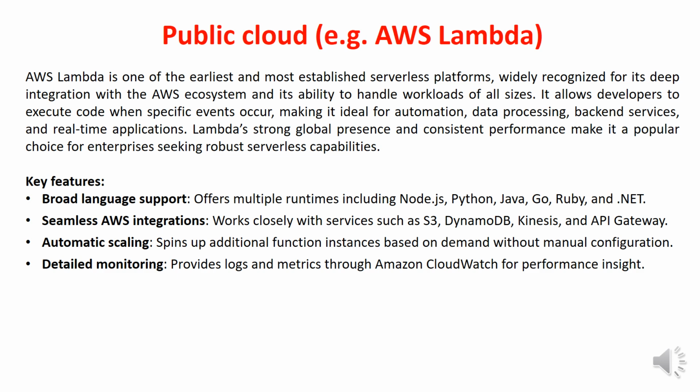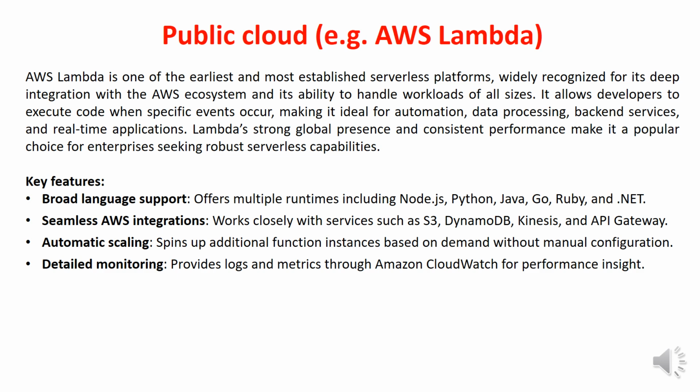AWS Lambda is one of the earliest and most established serverless platforms, widely recognized for its deep integration with the AWS ecosystem and its ability to handle workloads of all sizes. It allows developers to execute code when specific events occur, making it ideal for automation, data processing, backend services, and real-time applications. Lambda's strong global presence and consistent performance make it a popular choice for enterprises seeking robust serverless capabilities.